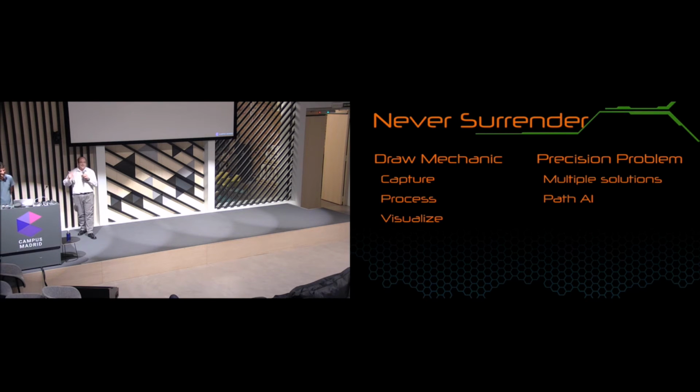Okay. The first lesson was face the problem and never surrender. The best example was the draw mechanic. We need to capture the player touch, compute it in a continuous path, and generate a visible path. After working hard, we got a good solution, but an unexpected problem showed up, the precision. We detected that players have to have superhuman precision and a huge time control to enjoy the game. And if not, it could be frustrating.